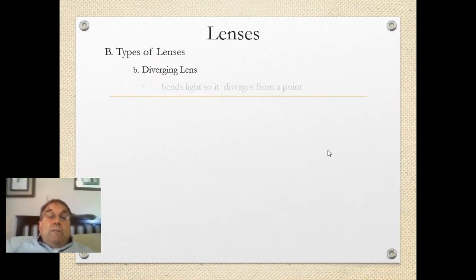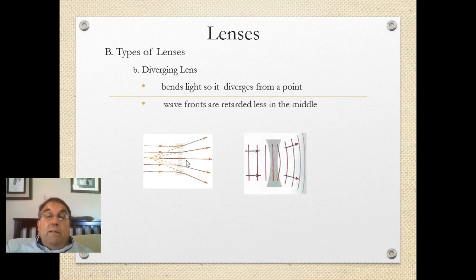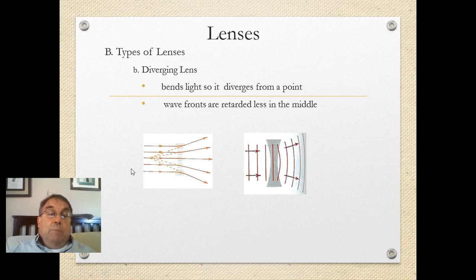Okay, diverging lenses are so called because they bend light so that it diverges from a point. So this again is the ray diagram. So the object would be over here and the image would be right here, on the same side as the object.